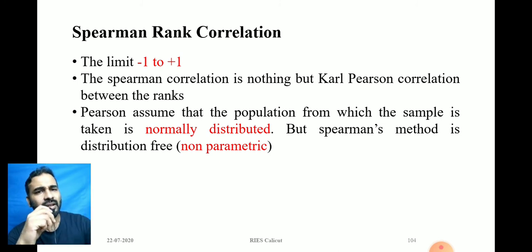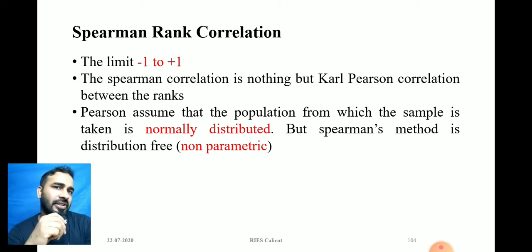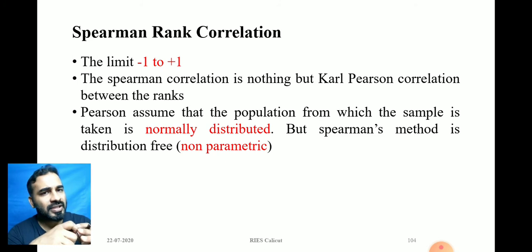Similar to the Karl-Pearson coefficient of correlation, Spearman rank correlation also lies between -1 and +1. Basically, in rank correlation the same methodology of Karl-Pearson is applied, but the application is on the ranks. Both are the same method.